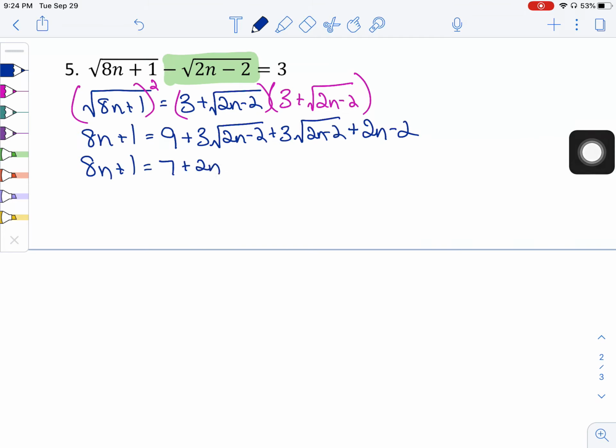Now I have 3 times the square root and another 3 times the square root, and those roots are the same. So plus 6 times root 2n minus 2. Okay, we're getting there, I promise.